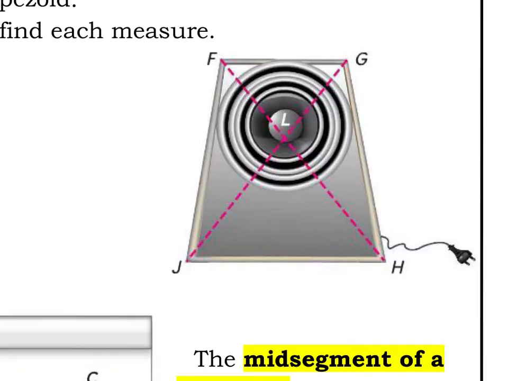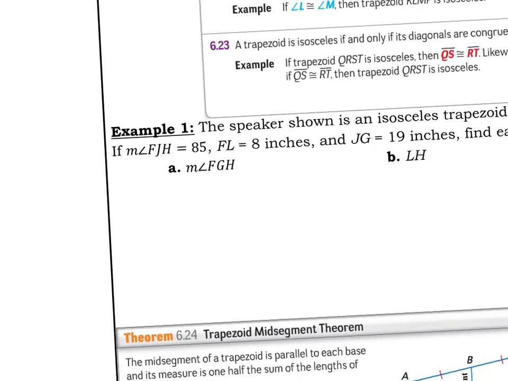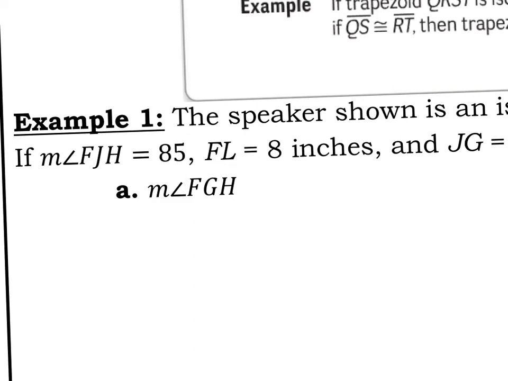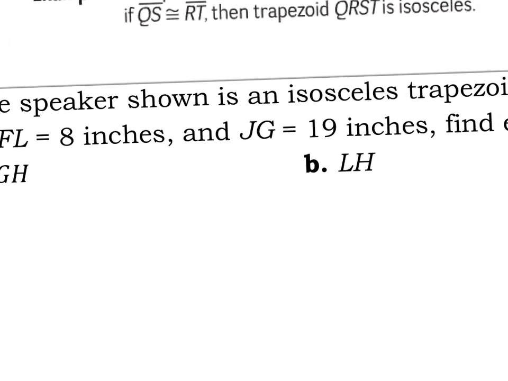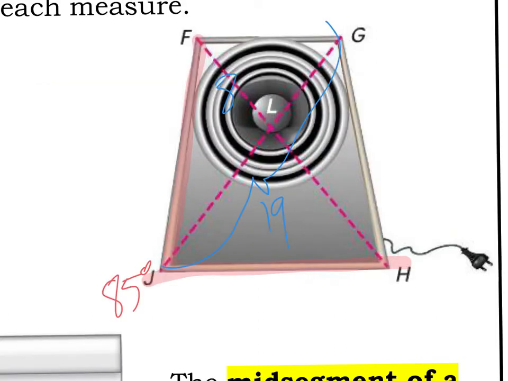So in this first example, I have this picture of a speaker, and the diagonals meet at point L right there. And I'm given that the measure of angle FJH is 85 degrees, FL is 8, and JG is 19. So let me label those. Okay, so I went ahead and labeled what was given to me. FL is 8. It's kind of hard to read, sorry. JG is 19, and angle FJH is 85.